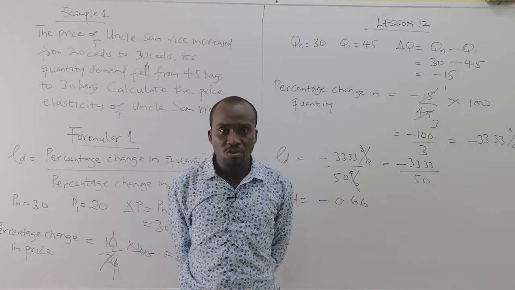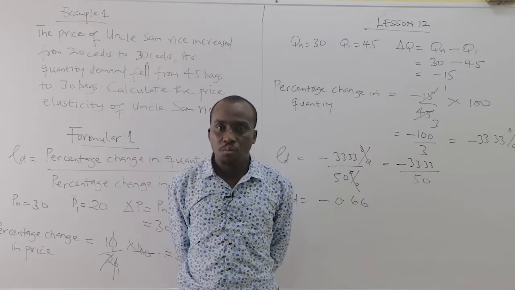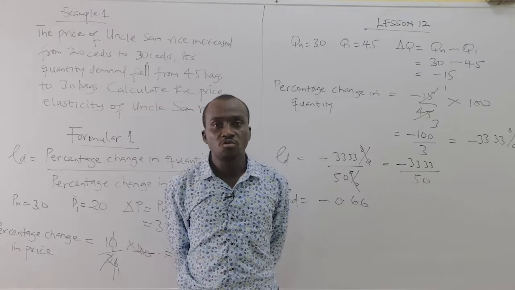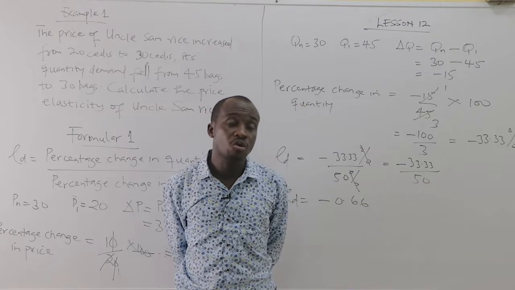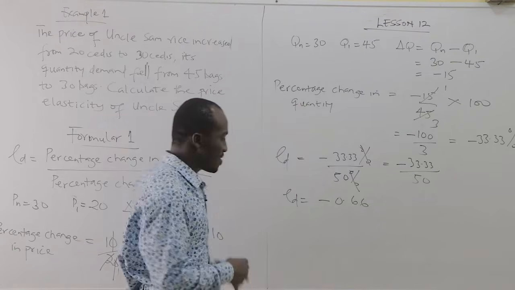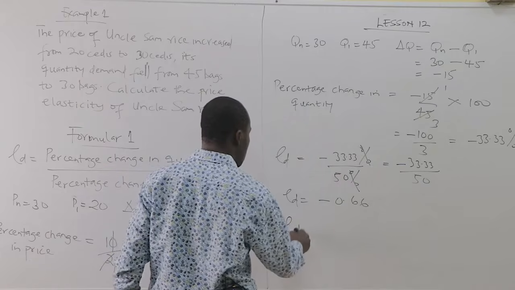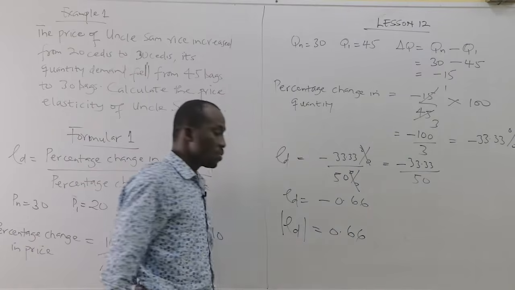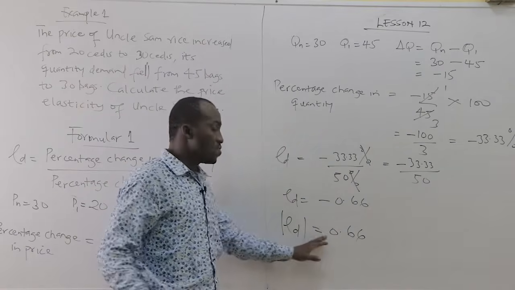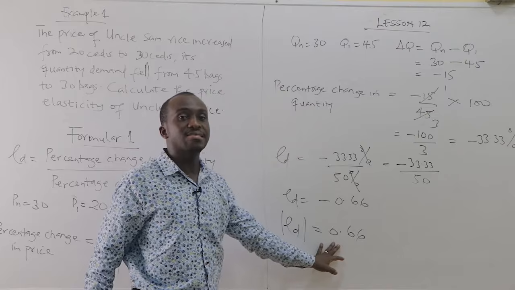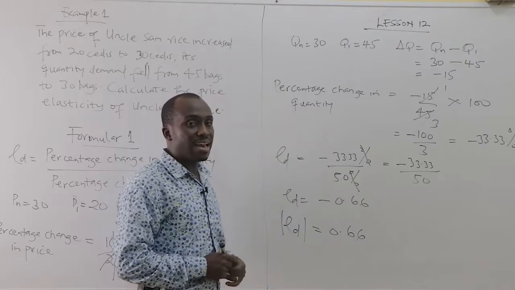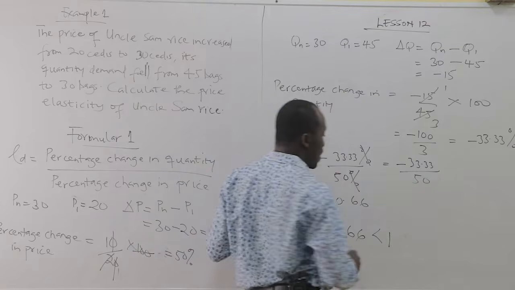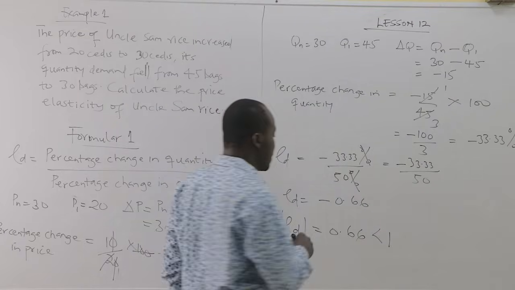So for you to interpret, what you do is take the absolute value. You take the positive figure and interpret whether it is greater than 1 or less than 1. If you don't do that, all your answers will be less than 1 because of the negative sign. So let's take away the negative. Let's take the absolute. The absolute value gives you 0.66. Make it positive. Is it less than 1 or greater than 1? It's less than 1.